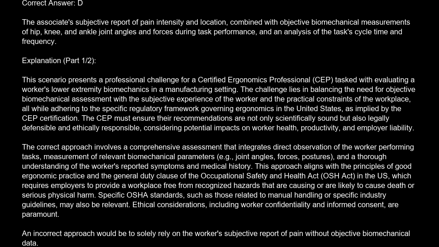The correct approach involves a comprehensive assessment that integrates direct observation of the worker performing tasks, measurement of relevant biomechanical parameters, e.g., joint angles, forces, postures, and a thorough understanding of the worker's reported symptoms and medical history. This approach aligns with the principles of good ergonomic practice and the General Duty Clause of the Occupational Safety and Health Act, OSH Act, in the U.S., which requires employers to provide a workplace free from recognized hazards that are causing or are likely to cause death or serious physical harm.